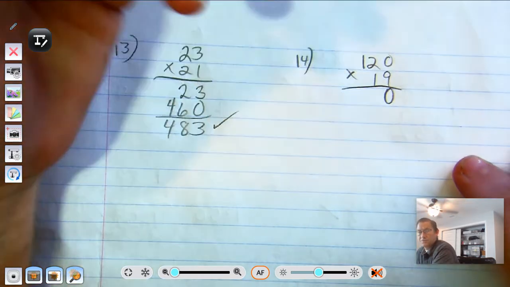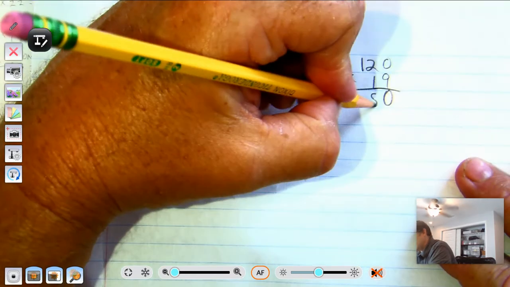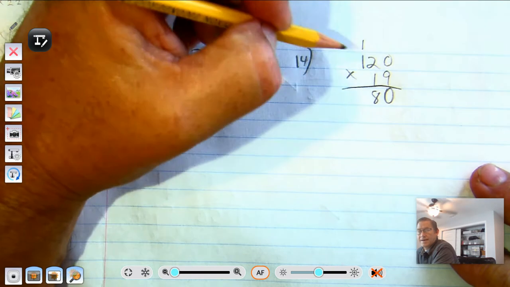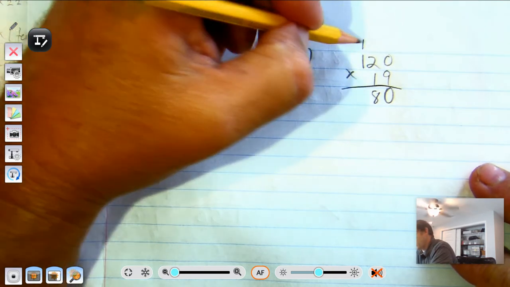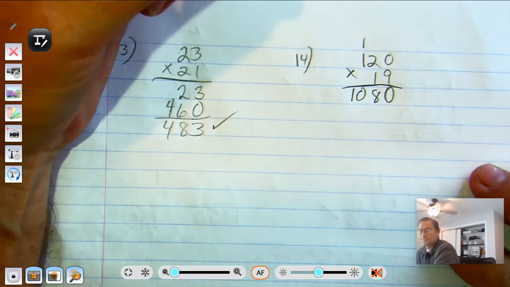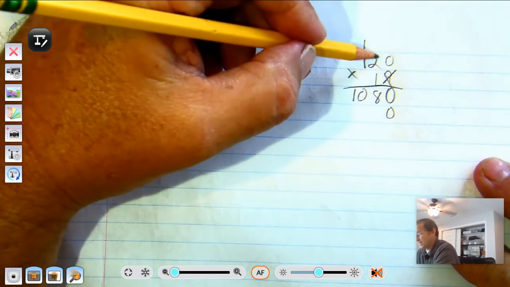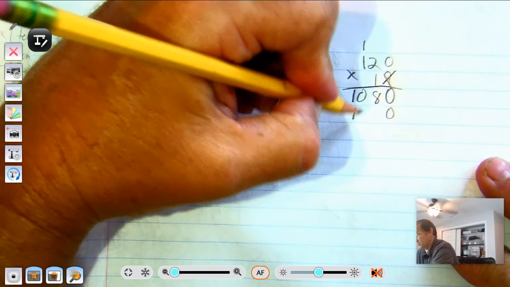9 times 0 is 0 ones. 9 times 2 tens is 18 tens. Regroup as 108 tens. 9 times 100 is 900 plus the regrouped 100, 1,000. Let's move to the tens. And 120 times 1 is 120.